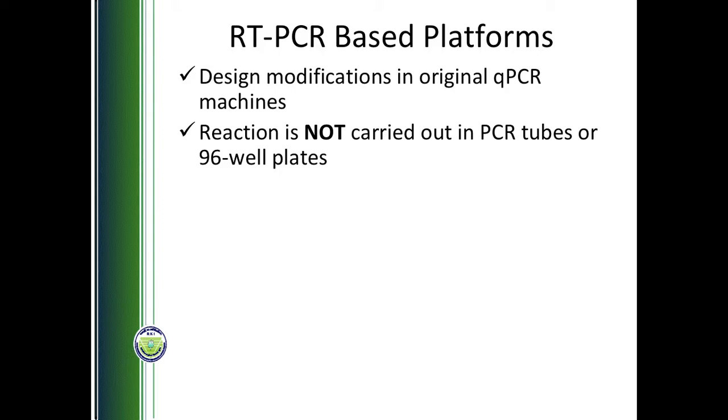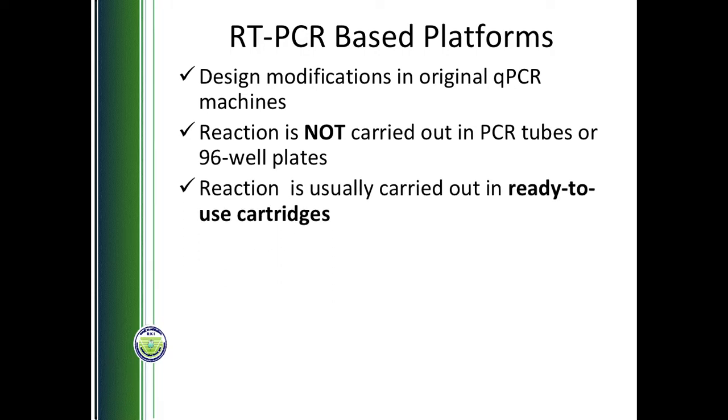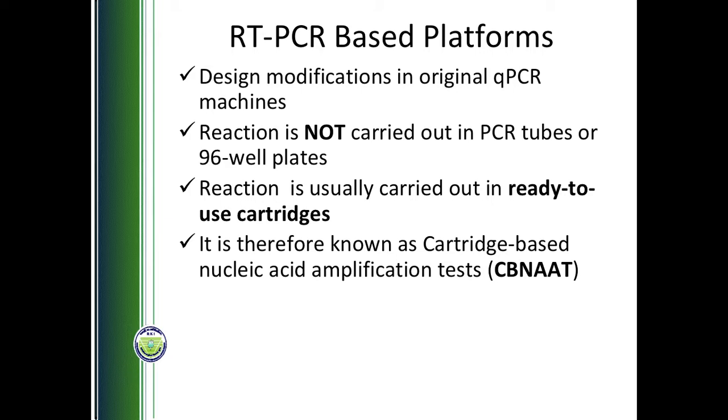So compared to qPCR machines, here the PCR reaction is not carried out in either PCR tubes or in 96 well plates. So no plates are used, no tubes are used. Rather, the PCR reaction is carried out in what we call cartridges. Now, these cartridges are available as ready to use cartridges, so you need not prepare them, they can be directly used. Second, these cartridges are used by the same principle as qPCR, and therefore the complete method is known as cartridge based nucleic acid amplification test, that is CB-NAT.